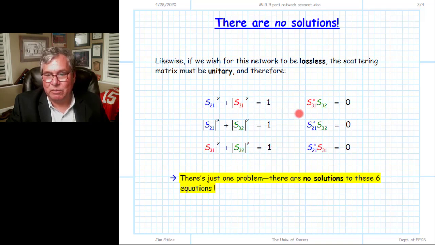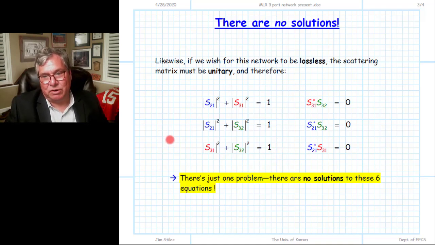We found that the only way that we could satisfy this, or one way to satisfy this, would be if two of the magnitudes were equal to 0. Let's say this one and this one. But if that's the case, then obviously their sum is going to be equal to 0 and not equal to 1. So I'm just trying to show there is no solution for these equations, no set of complex values S31, S32, S21 that will satisfy these equations.